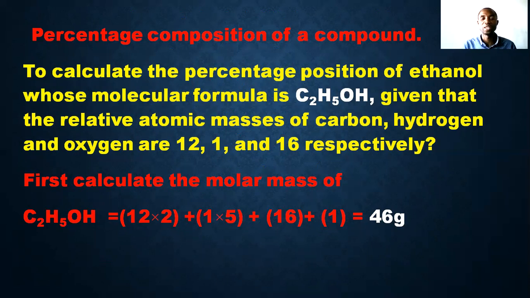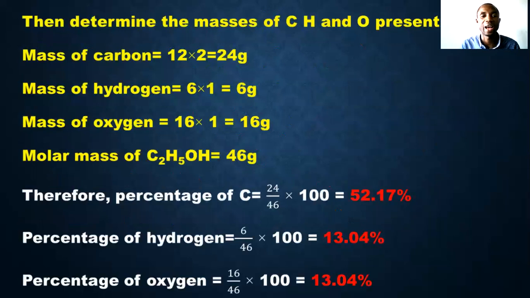Now, first thing we need to do is calculate the molar mass of the compound altogether. And when you calculate it, of course, we did it before, what you're going to have is 46, which is 12 times 2, which is carbon, plus 1 times 5, which is hydrogen, plus 16, which is oxygen, plus 1, altogether 46 grams. Now you are going to determine the masses of each: carbon, hydrogen, and oxygen present there.